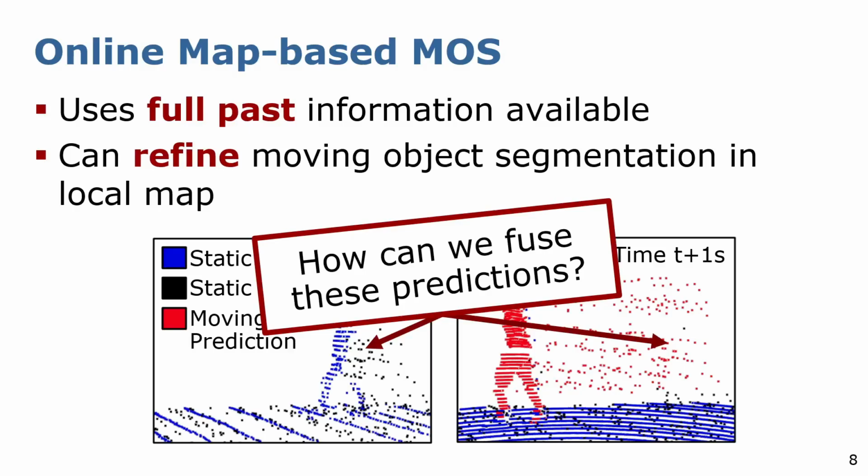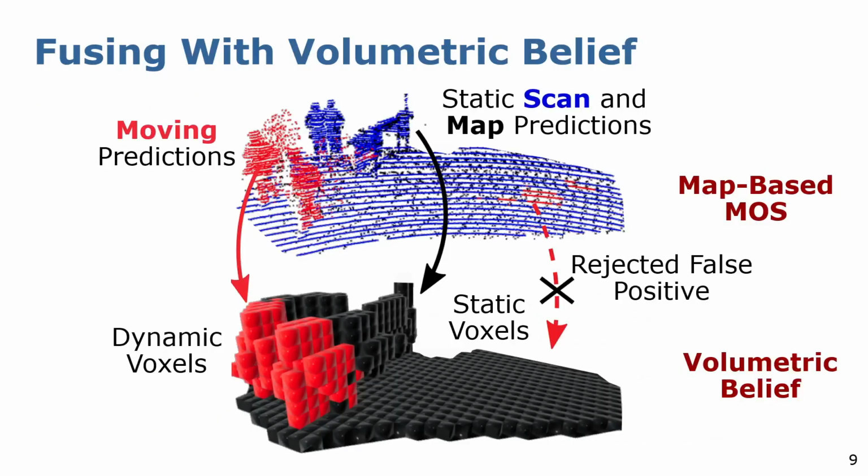Now the remaining question is, how can we use this new knowledge that this is a moving object? How can we fuse these different predictions? In order to do that, we propose a volumetric belief that models our dynamic environment. Below you see this belief, so we voxelize our space, and now each voxel has a state that determines if the voxel can be occupied by dynamic objects. And we use our predictions for scan and map at the top to update this belief. Here, the red points at the top are the moving predictions, and then the blue and black points are the predictions for the scan and the map, which are static.